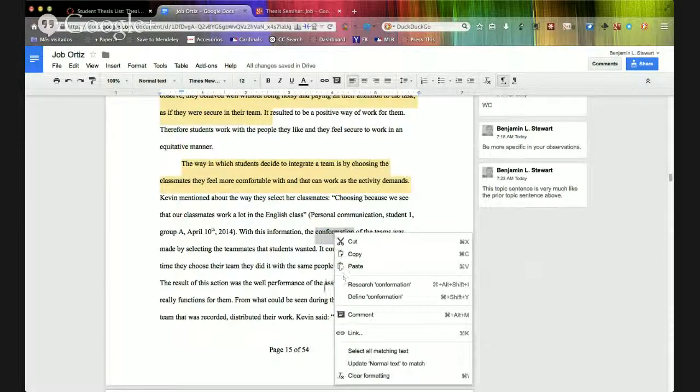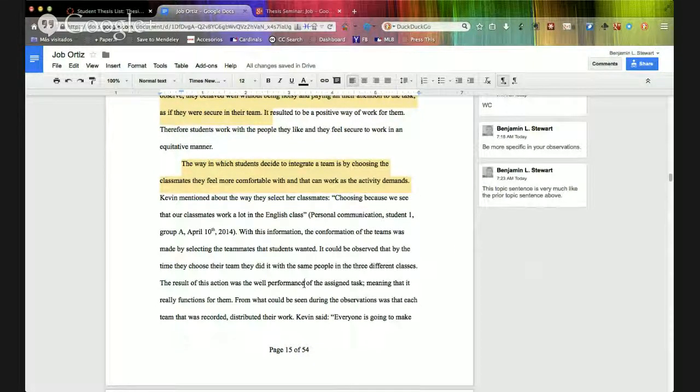Confirmation. What do you mean here? With this information, the confirmation of the teams. Okay. You mean the development or integration? Formation.